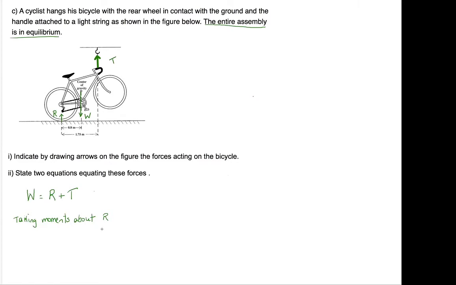After we decide that we're going to take moments about R, we have to look at the other forces acting on the bicycle and determine if it would create clockwise moments about this point here, or if it would create anti-clockwise moments about that point. So let's look at the weight. The weight would create clockwise moment about R.